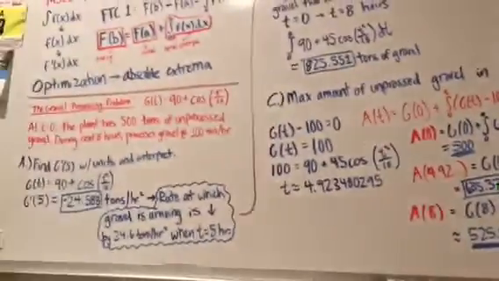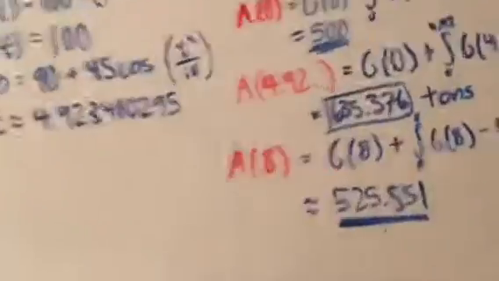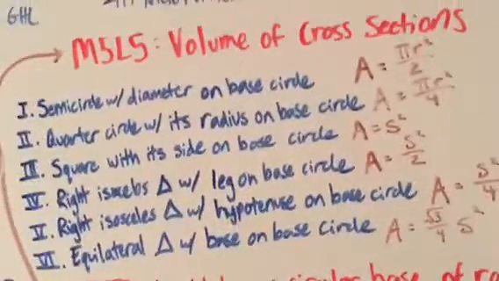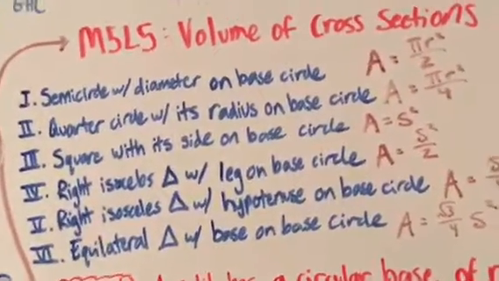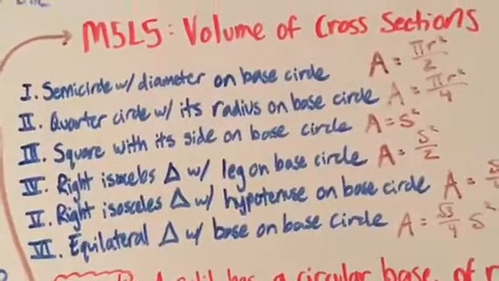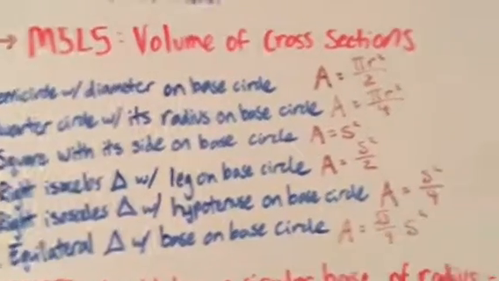Okay, so that's it for rate and accumulation. So the next topic I chose to be on the AP exam is volume of cross sections. And there's a lot to know about this topic, but here are just some basic area formulas that can help to find volume of cross sections more easily.